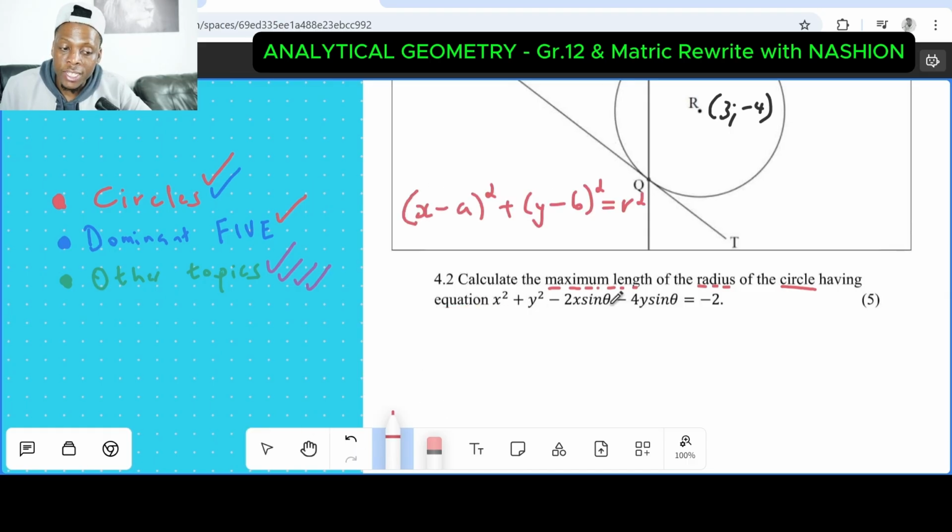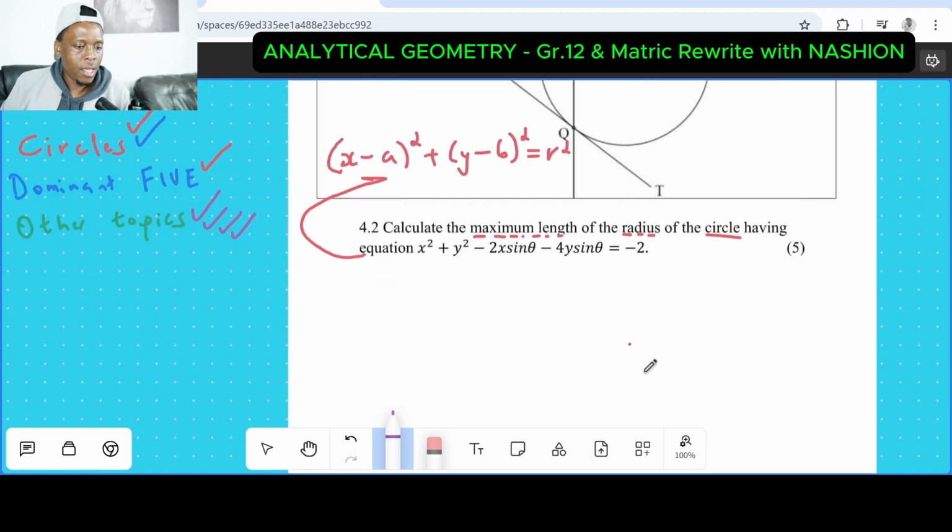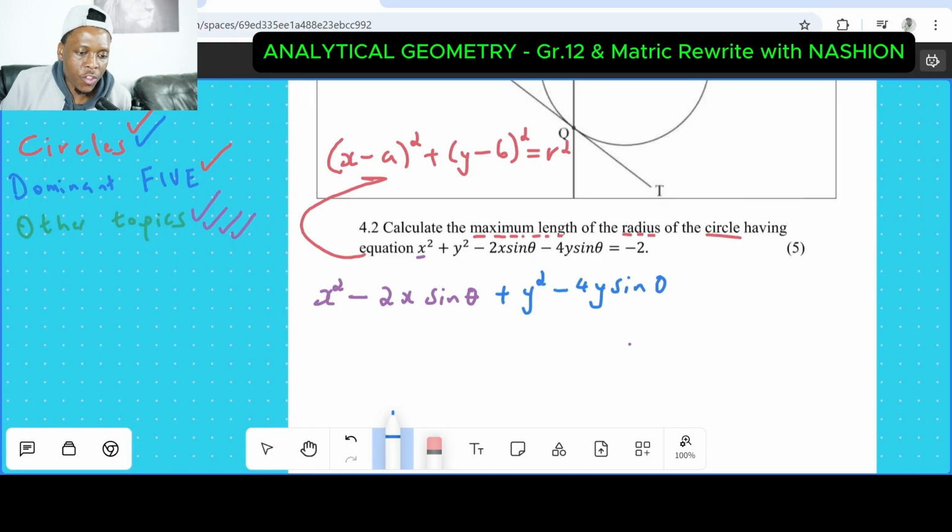We have to complete the square to get that standard form. And to do that, we start by writing the x terms next to each other. That's x squared. The other term with x is this one. That's minus 2x sine theta. Then we write the y terms next to each other. That's positive y squared minus 4y sine theta.